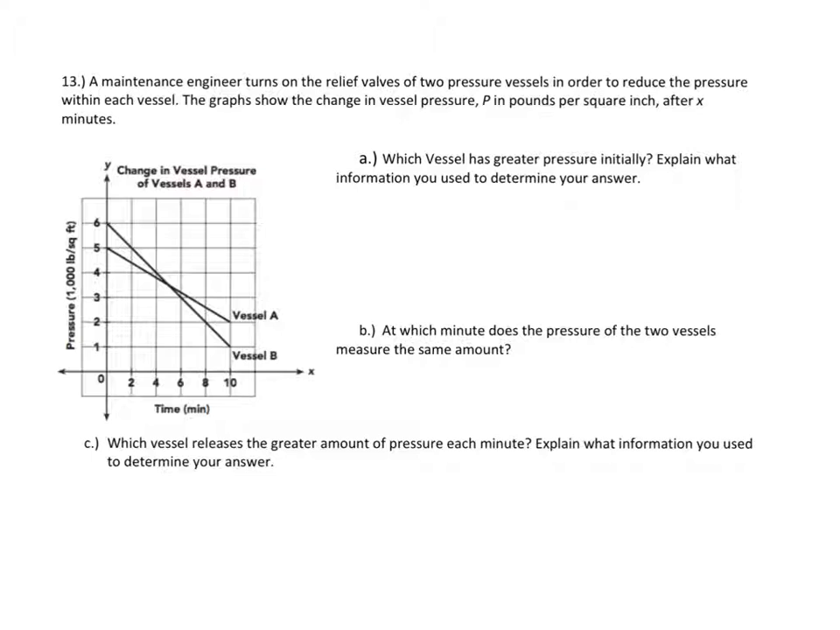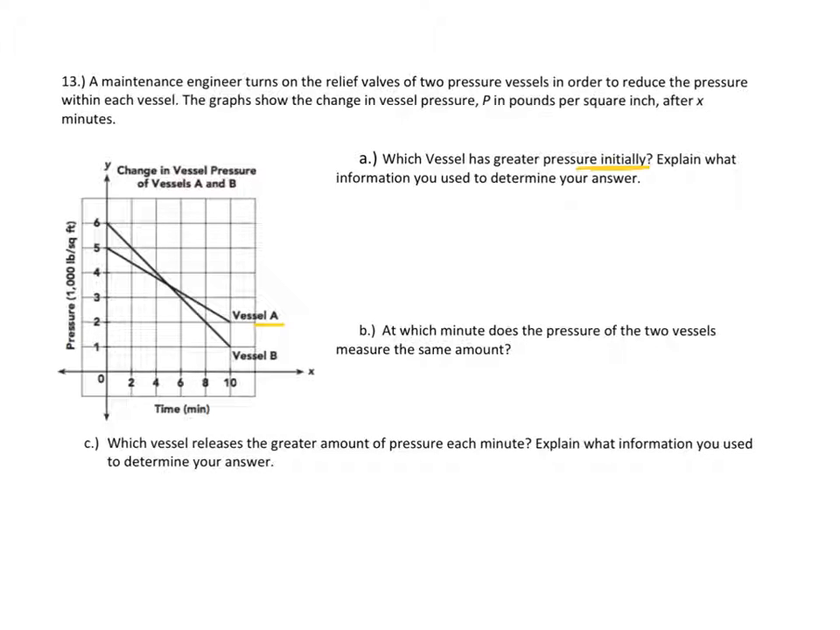Okay, the last question. A maintenance engineer turns on the relief valves of 2 pressure vessels in order to reduce the pressure within each vessel. The graph shows the change in vessel pressure P in pounds per square inch after X minutes. Which vessel has greater pressure initially? There's that word again. Initially is the initial value, or the y-intercept. So that's going to be the information we will use.